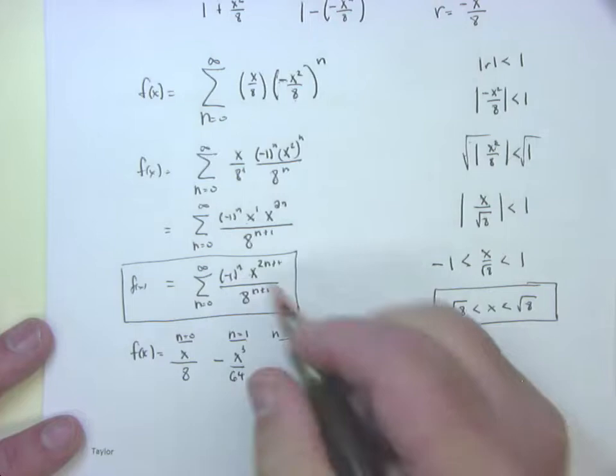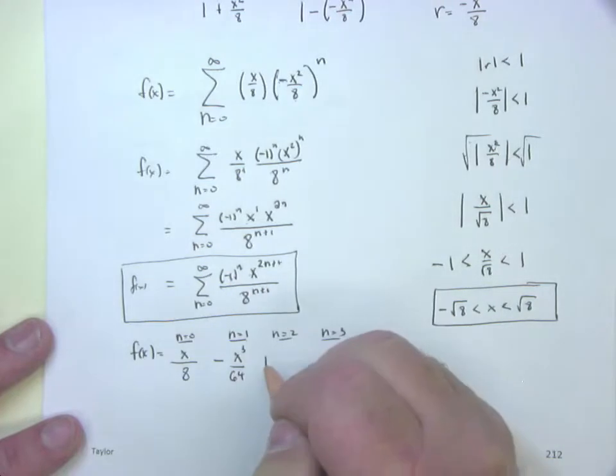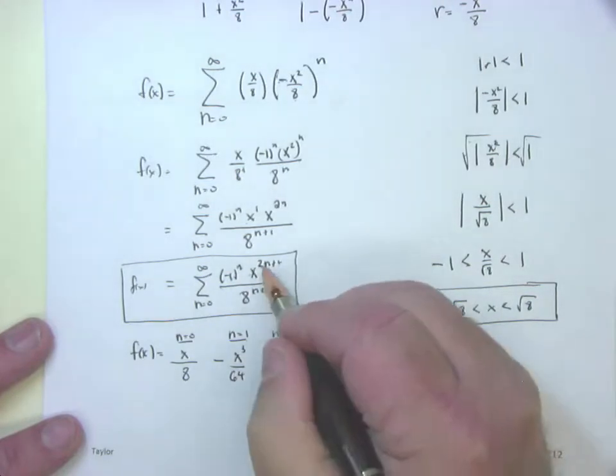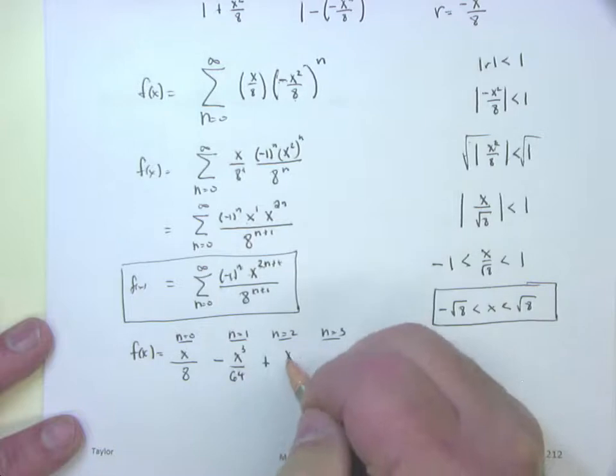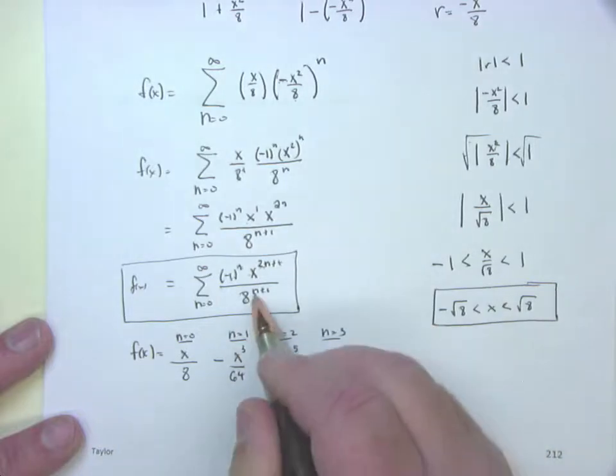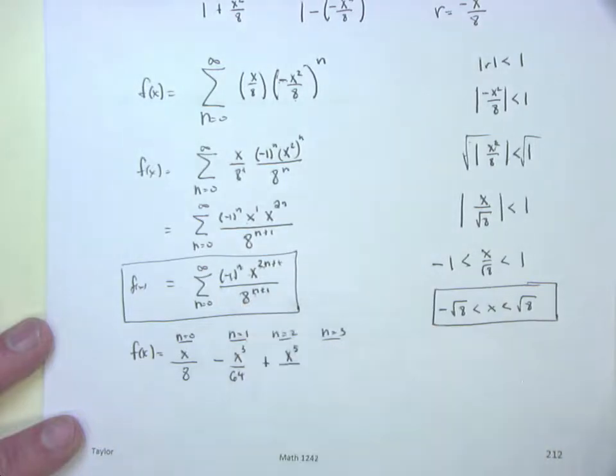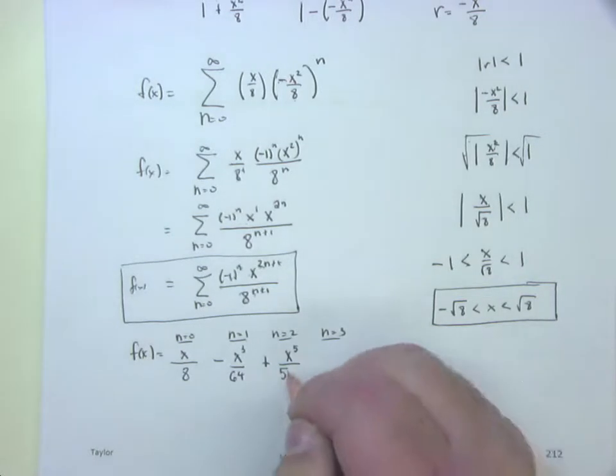Plug in 2. Negative 1 squared is positive 1. 2 times 2 is 4, plus 1 is 5. That'll be x to the 5th over 2 plus 1 is 3. 8 cubed, 8 raised to the third power is 512.